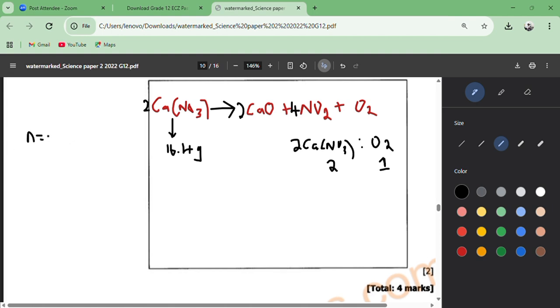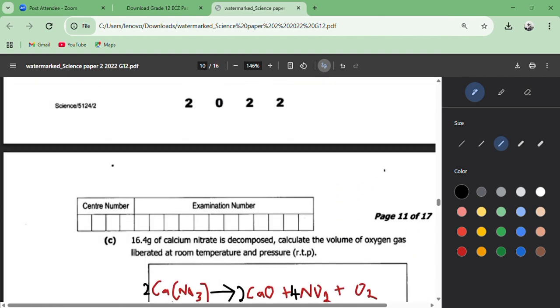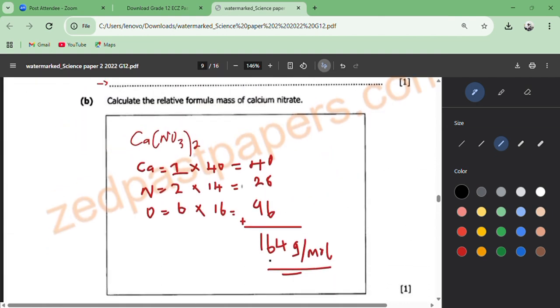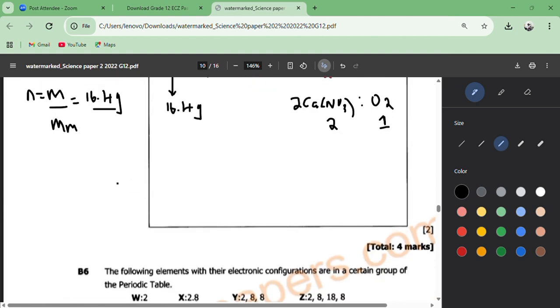We know that mole is equal to mass over molar mass, or relative molecular mass. So the mass is 16.4 grams. Then what did we find for the molar mass? Because we calculated it in our previous question, which is 164 grams per mole. Somebody to calculate this for us. Anyone to calculate this for us?